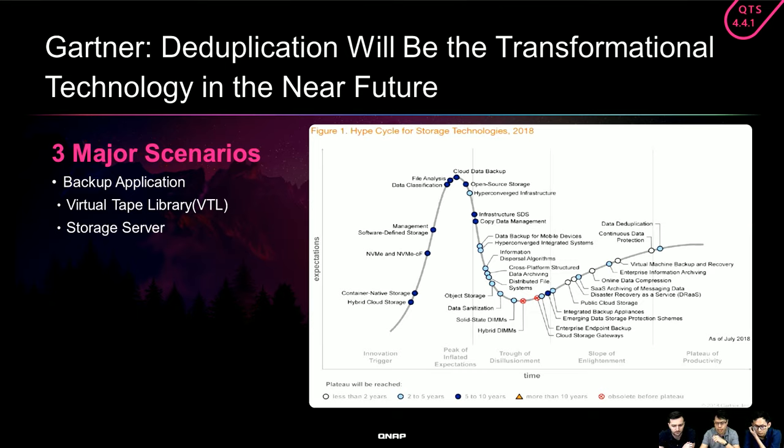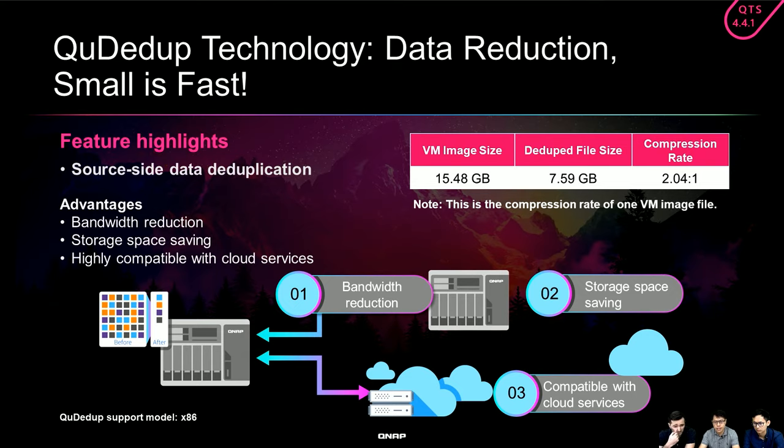So it means we can utilize it to let our backup jobs run more efficiently. Okay, so here you can see our QDDP technology is used for data reduction, and it's source-side data deduplication. The advantage it can bring is that all of the data will be deduplicated before we send it out to the backup destination. So it means you get bandwidth reduction and storage space saving, and the most important, it is highly compatible with cloud services.